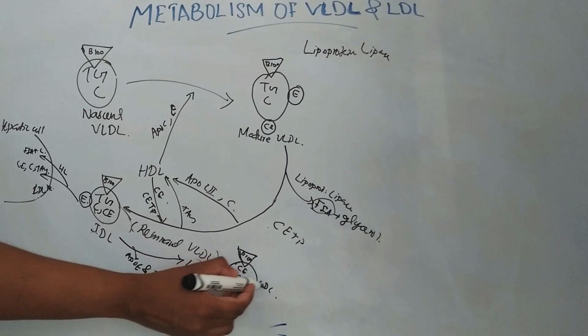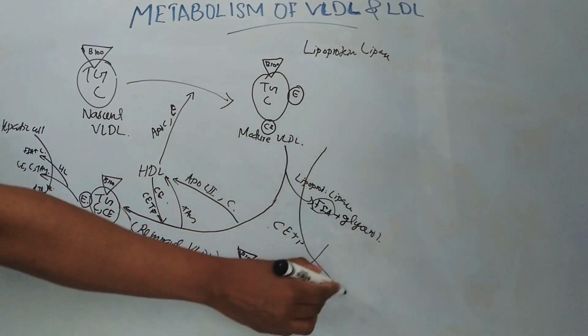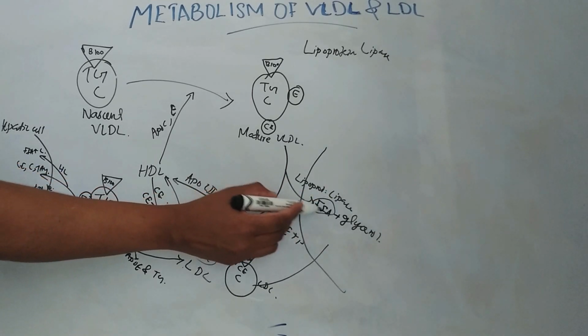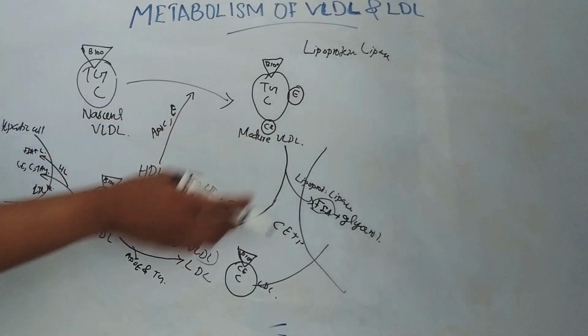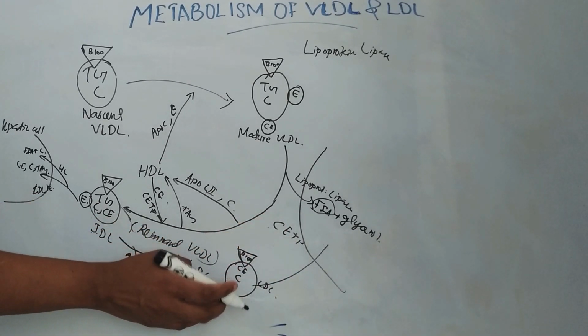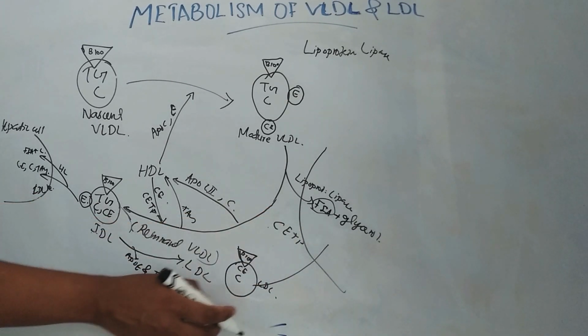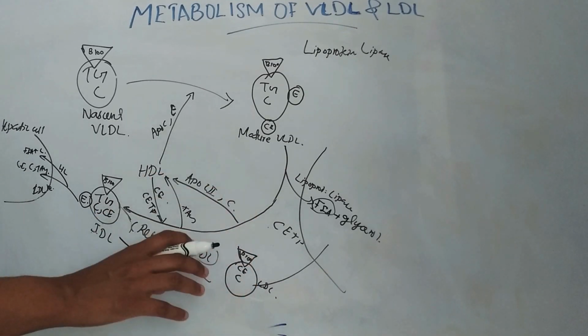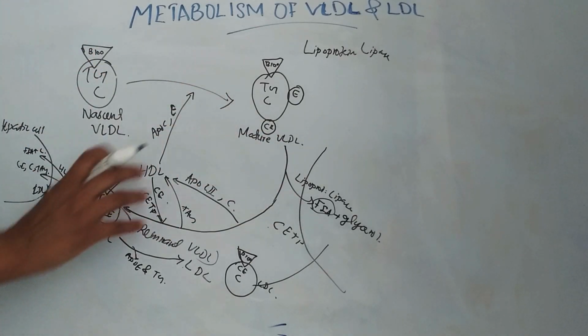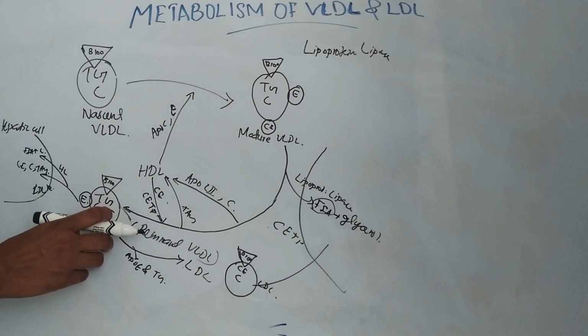Then this LDL is taken up by extrahepatic tissues, from mature VLDL by the enzyme lipoprotein lipase, which releases free fatty acid and glycerol to the peripheral tissues. Then this LDL is taken up by the peripheral tissues by receptor mediated endocytosis. Then there is liver, and many extrahepatic tissues have these LDL receptors.